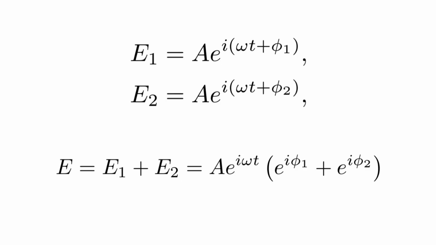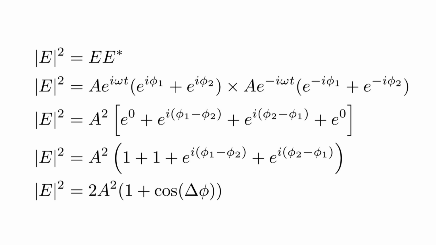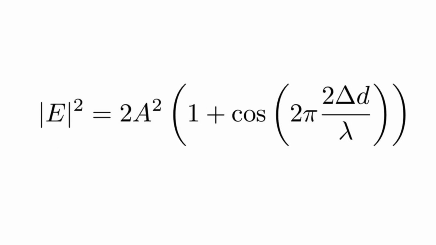The electric fields of the two interfering beams are expressed at the top, and by superposing them, we get the expression at the bottom. And since the intensity is proportional to the squared magnitude of the total electric field, we get this expression by some algebraic manipulation on exponentials. Since delta phi is the phase difference, we can express this phase difference in terms of the optical path difference.